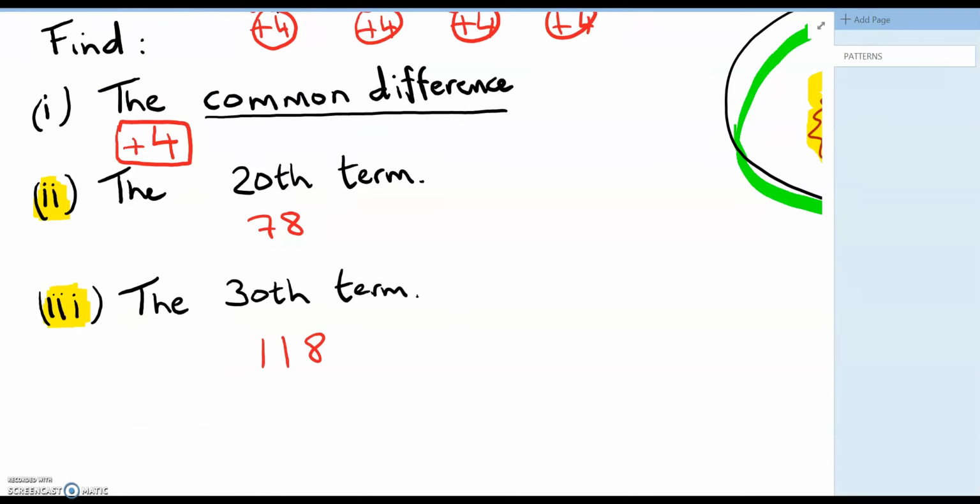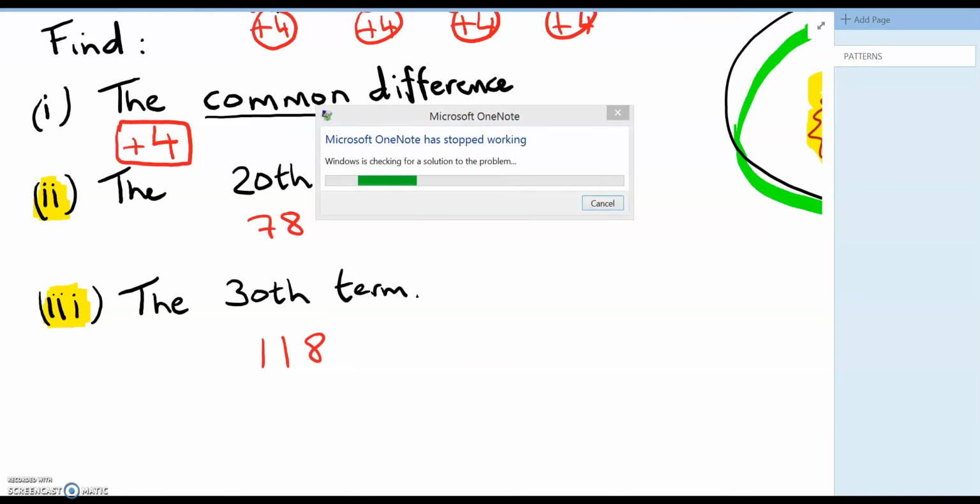There's the two answers. Okay, 78 and 118. Now I'm going to try and work it out, but yeah, it's going off. Okay, that's it.